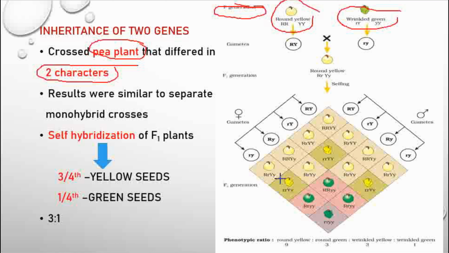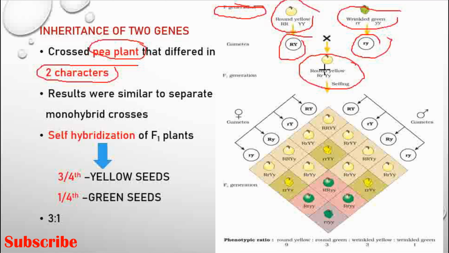You might have seen in the monohybrid cross. So here capital R, capital Y, small y, round yellow, this is the dominant one, so they have written it like this. And wrinkled green, small r, small y, small y, they have written it like this. And the gametes from this, what we get, they have written it here. Capital R, capital Y, and small r, small y. These are the gametes. After the gametes form, they fertilize to produce the F1 generation, which is capital R, capital Y, small y. That is the round yellow phenotype produced in the F1 generation.